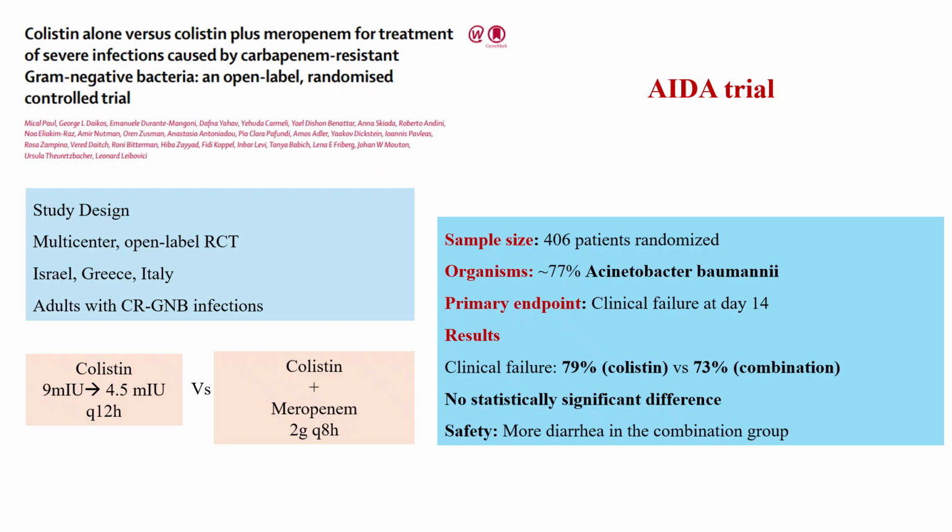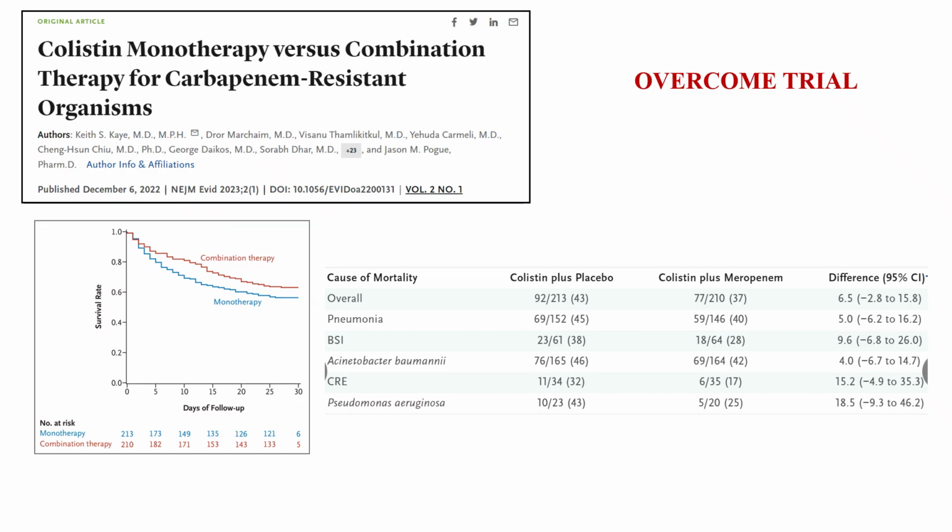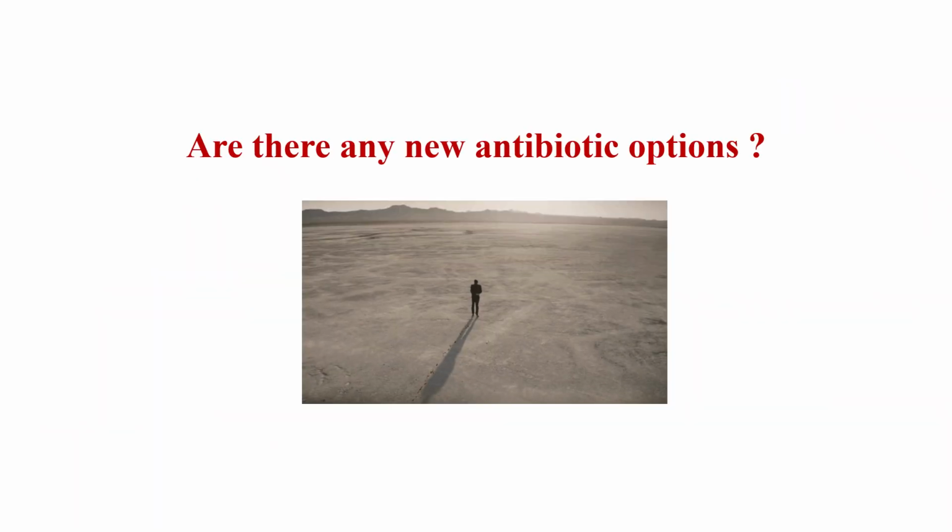So these are the two trials which we have discussed. The IDA trial compared colistin with colistin plus high dose meropenem. Most of the patients had Acinetobacter. Most of the patients had a meropenem MIC of more than 8, and you can see there is no significant difference between combination therapy and monotherapy. Similar results can be seen in the OVERCOME trial as well. In Acinetobacter, CRE or Pseudomonas aeruginosa, we couldn't see any significant difference to say that colistin should be used in combination with high dose carbapenem.